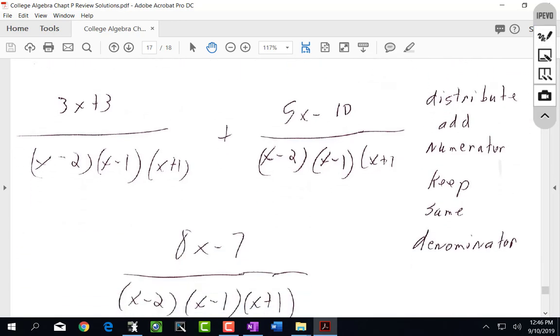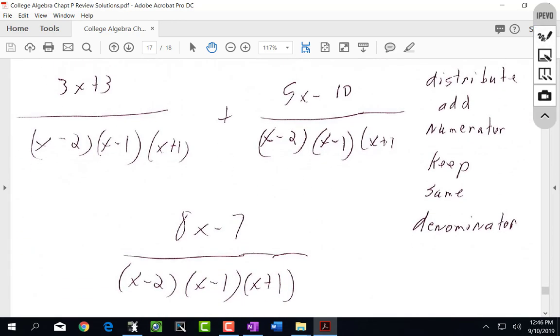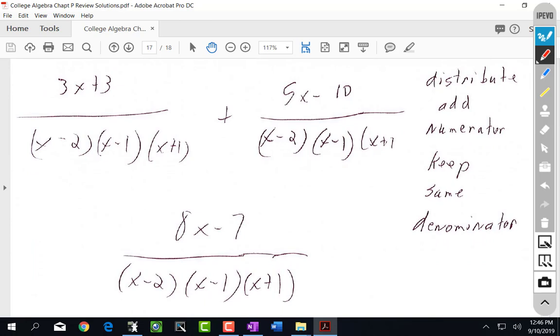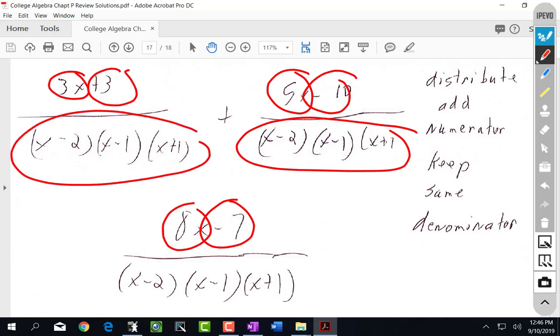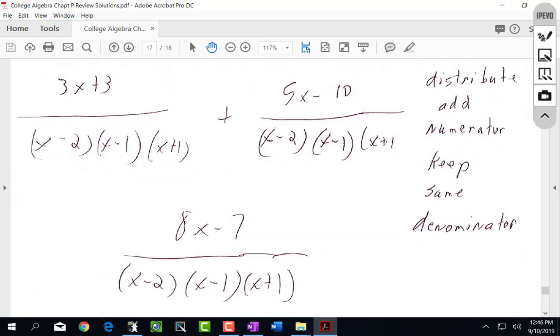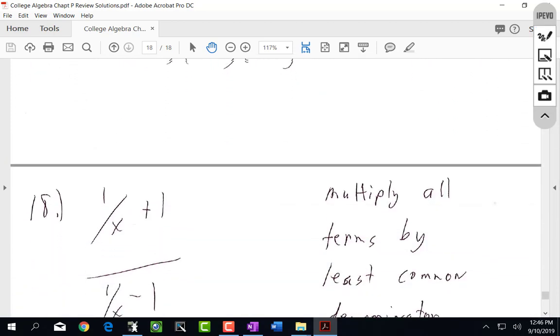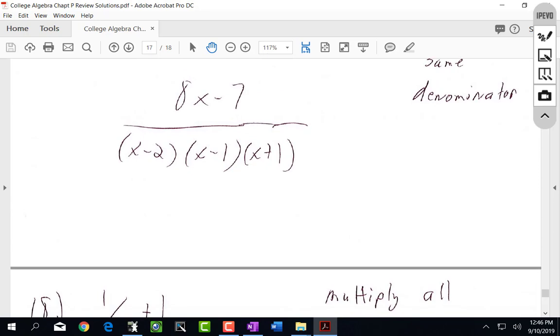Adding my numerators together and keeping the same denominator, 3x and 5x give me 8x. 3 and negative 10 give me negative 7. And my common denominator is right here, so I just keep the same denominator, which is x minus 2 times x minus 1 times x plus 1. And that'll be your answer: 8x minus 7 over x minus 2, x minus 1, and x plus 1.